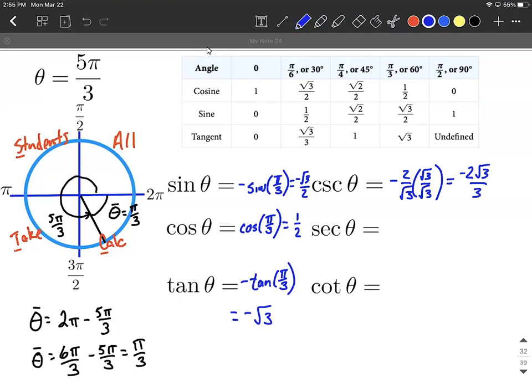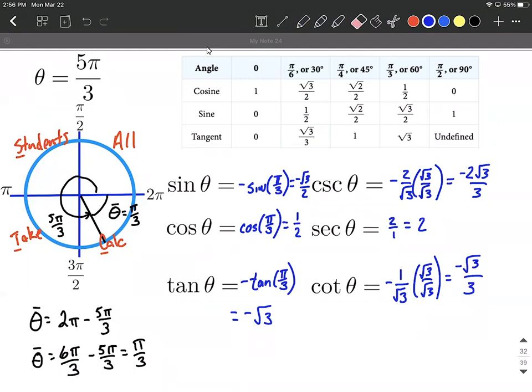Secant, very similarly, you take the cosine and invert it. You go 2 over 1 instead of 1 over 2, which reduces down to 2. And finally, cotangent: you can visualize the tangent as a fraction over 1 if you'd like. So it's negative 1 over the square root of 3. With a little rationalizing, multiplying by square root of 3 over square root of 3 and getting rid of that radical in the denominator, we have negative square root of 3 all over 3.